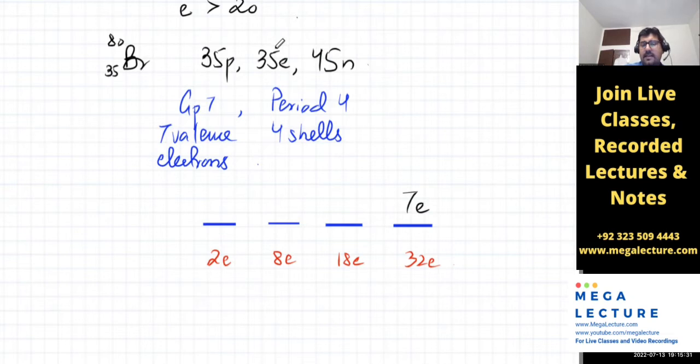So in total, it had 35 electrons. So out of 35, if 7 are in the last shell, how many electrons in the other 3 shells? That's 28 electrons, right? Total how many? That's 35 electrons. 7 in the last one. So the remaining shells have 28 electrons. So I have to fit 28 electrons over here. So 2 in the first one, 8 in the second one. That's how many? That's 10. And I'm left with, I need to put in 18 electrons over here. Okay, that's the electronic configuration of bromine.